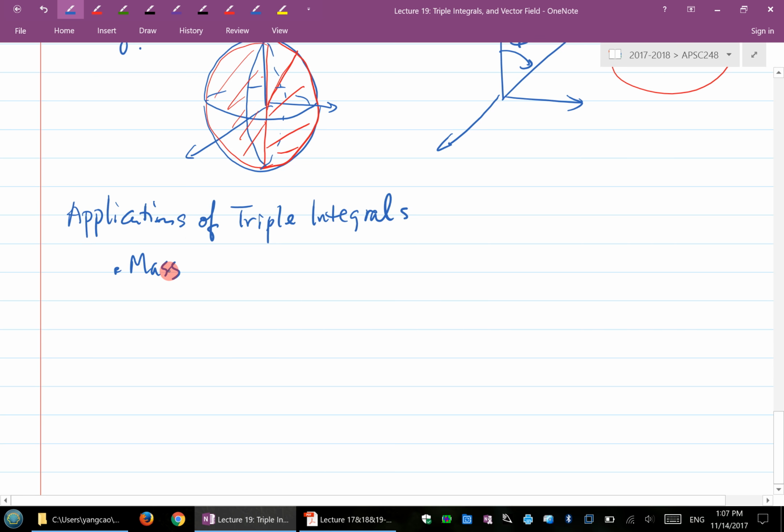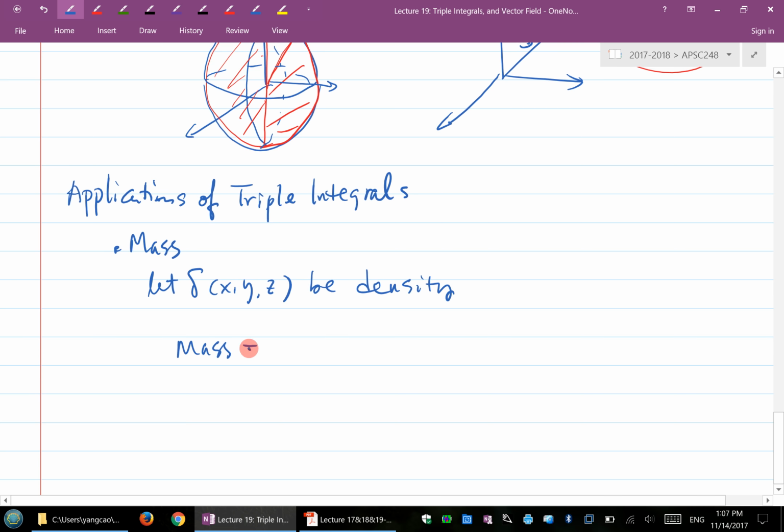First, we can use the triple integral to calculate the mass of a 3D object. Let's say a function delta of x, y, z represents the density. Then the mass for any region D is the density times dV. That gives you the total mass of the 3D object. This is a triple integral.